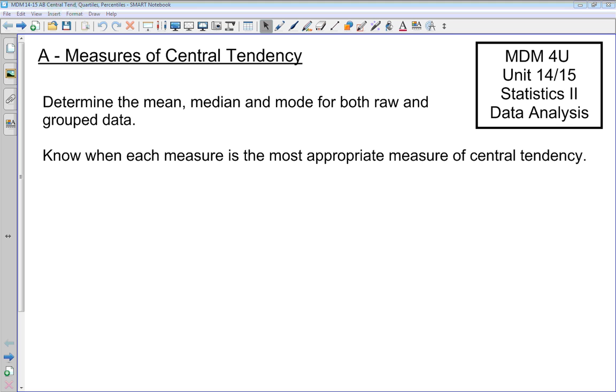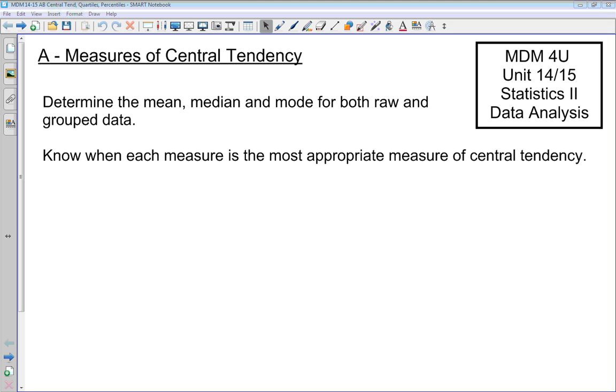This is our first lesson in Unit 1415, which is our second unit on statistics here, and this unit is concerned with data analysis. So in 1213, we worked on how you collect data and things to be aware of when you're doing data collection. Now we're interested in what you're going to do with this data, how you analyze it now that you have it collected. And we're going to start here with our first lesson on what are called measures of central tendency.